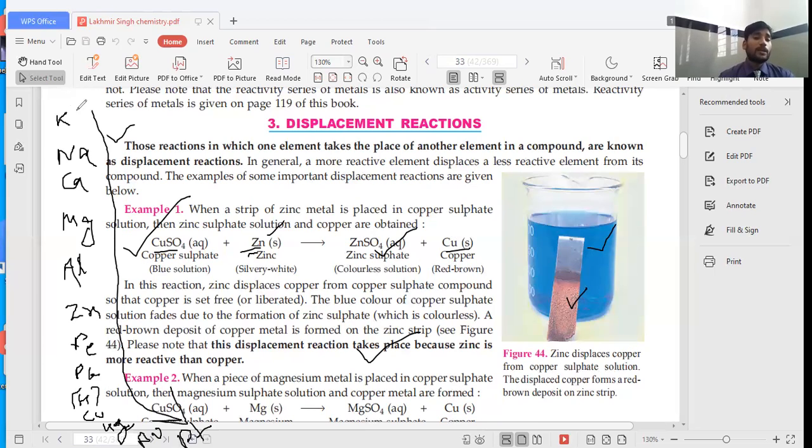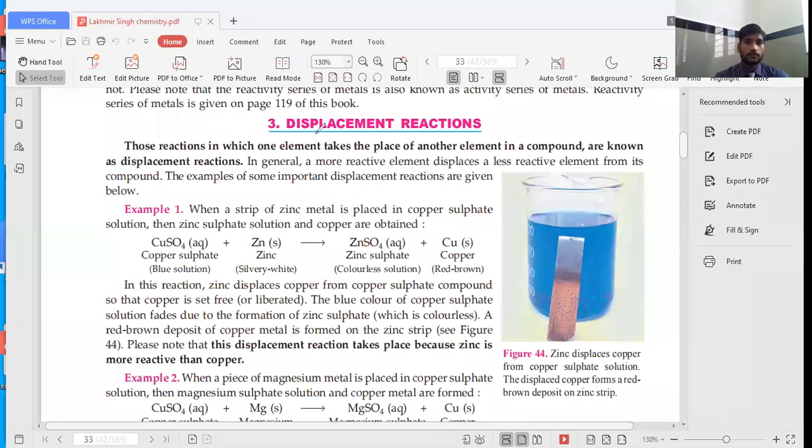It means potassium is most reactive. After that, we are having sodium, then calcium, then magnesium, then aluminium, then zinc. In this series, you can see that in comparison to copper, zinc is more reactive. That's why zinc is replacing copper from the copper sulfate solution. So a more reactive metal will displace a less reactive metal from its salt solution in a displacement reaction. Fine. This is about displacement reactions. You are all suggested to note this down.